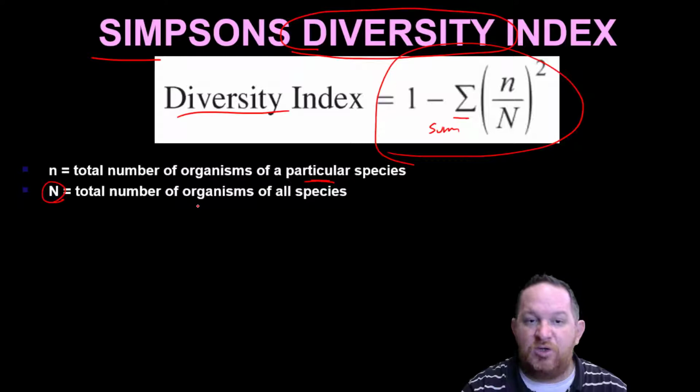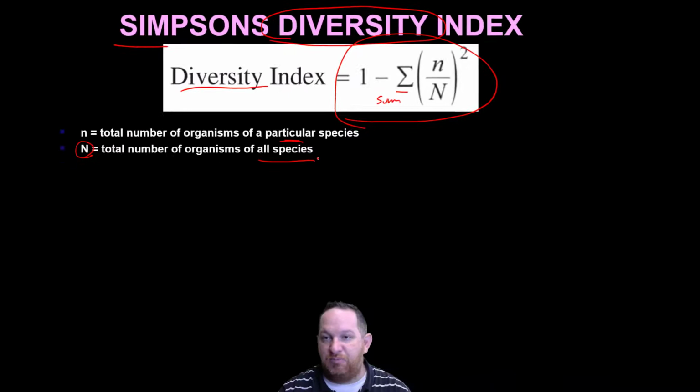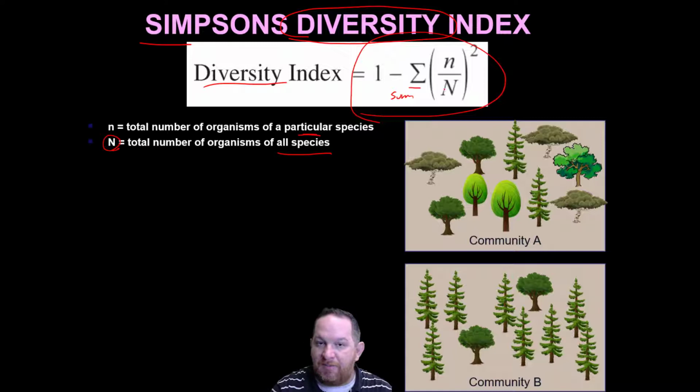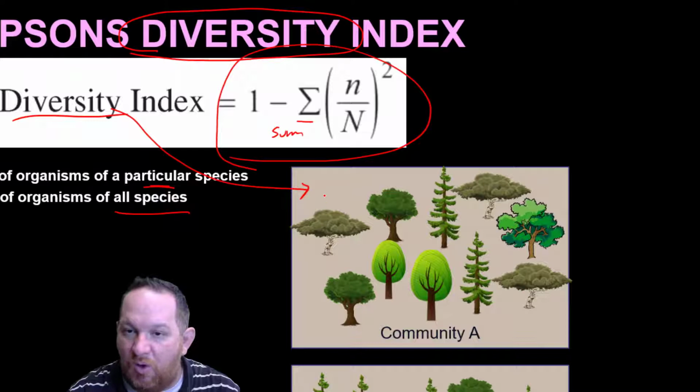So let's try to do a quick little example problem of this. Remember our two communities, community A and community B. Let's start by calculating the diversity index of community A. We need to count how many there are of this one. This species right here, let's call this species 1. I count 1, 2, 3 of species 1. I'm going to keep a record up here: species 1, there's 3 of them.